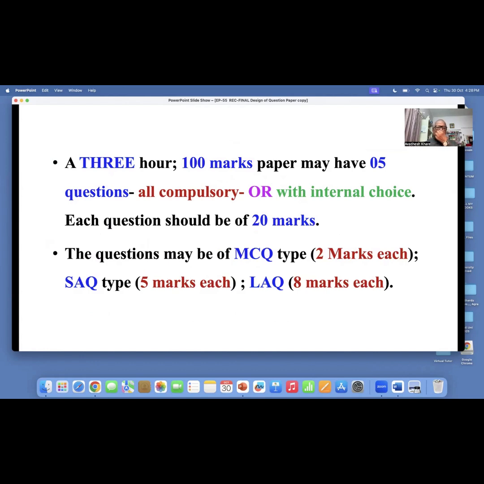Now the question paper is of 3 hours and 100 marks and may have 5 questions, all compulsory, or in some cases with little internal choice. Each question is of 20 marks. The questions may be MCQ type, which carry 2 marks each, or short answer question SAQ type, which carry 5 marks each, or long answer questions which carry 8 marks each.